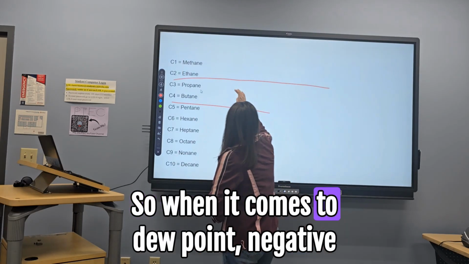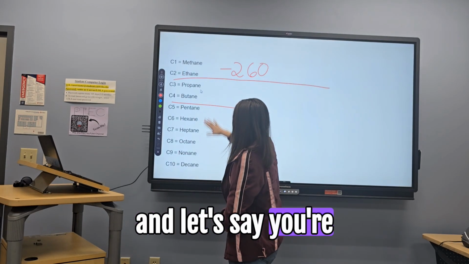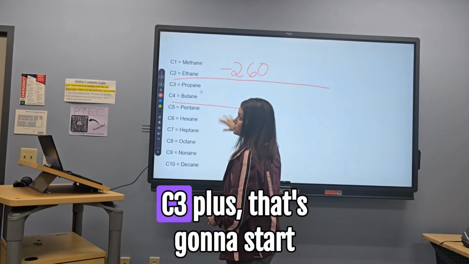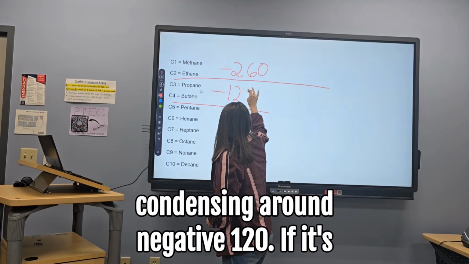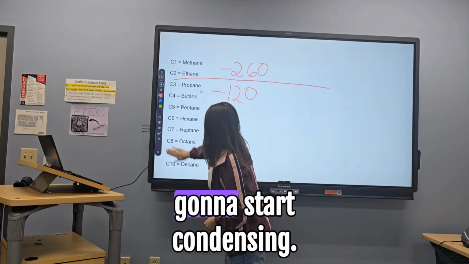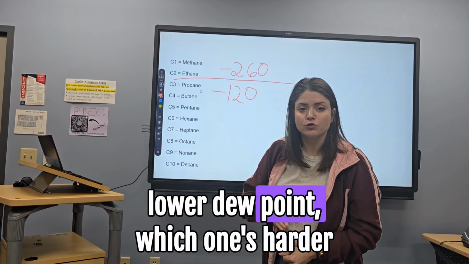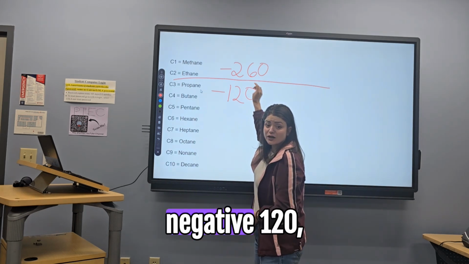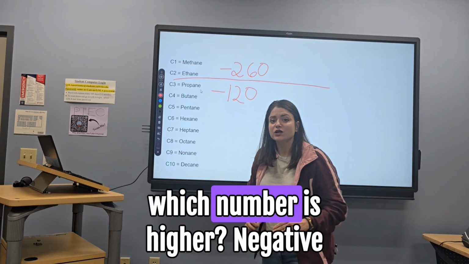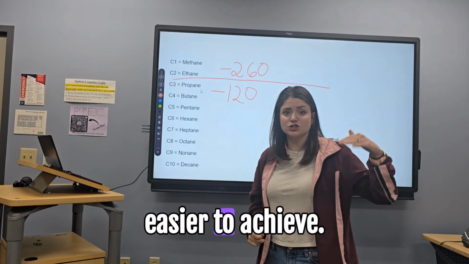So when it comes to dew point, negative 260, and let's say you're heavier than ethane, right? Your C3 plus, that's going to start condensing around negative 120. If it's all of these combined, okay? It's going to start condensing. So lighter hydrocarbons, lower dew point. Which one's harder to achieve? Negative 260 or negative 120? Which number is higher? Negative 120 is higher, right? So it's going to be easier to achieve.